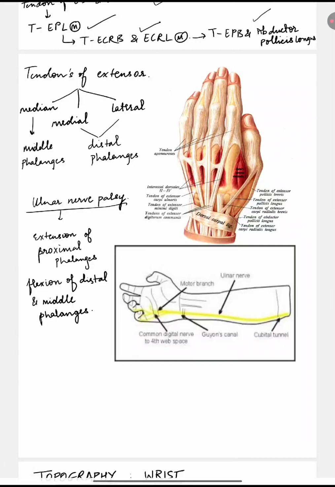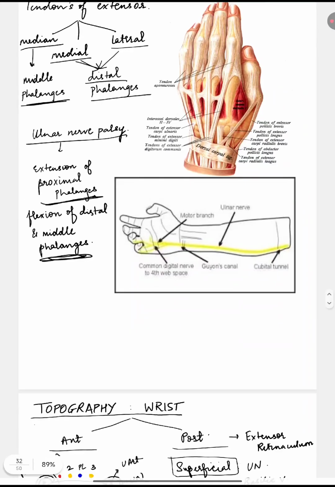Next is tendons of extensors, where median, medial and lateral. Median, there is middle phalanges, medial and lateral distal phalanges. Now the patient suffering from ulnar nerve palsy, what is damage? The extension of the proximal phalanges may occur and flexion of the distal and middle phalanges may occur.